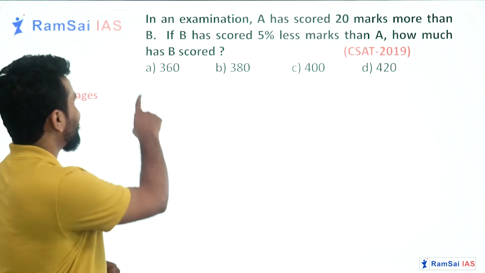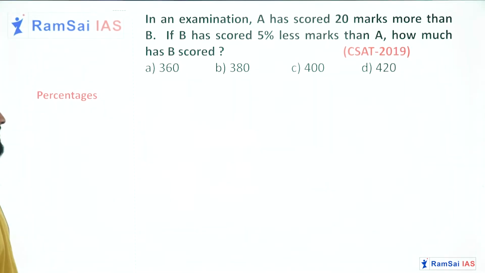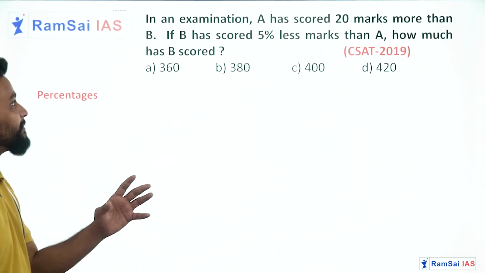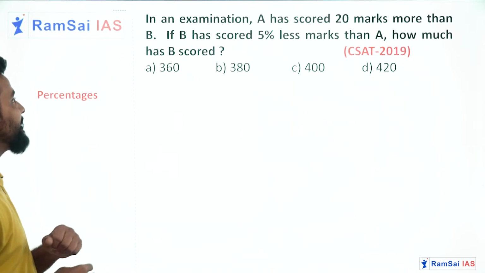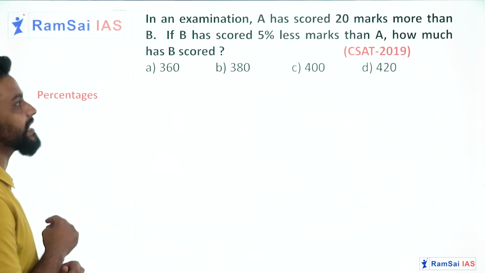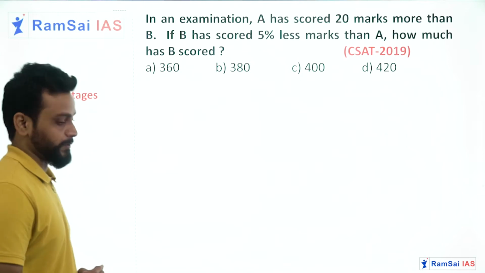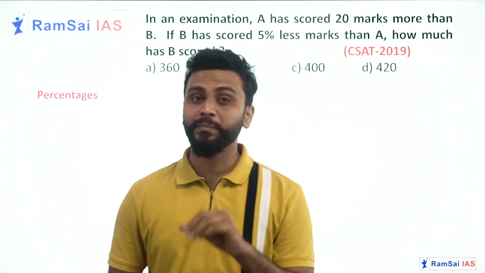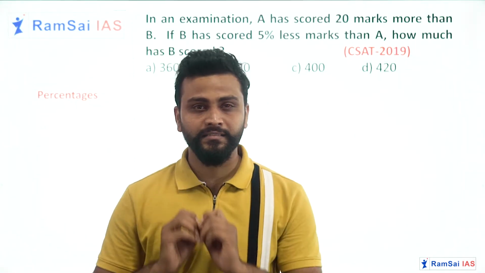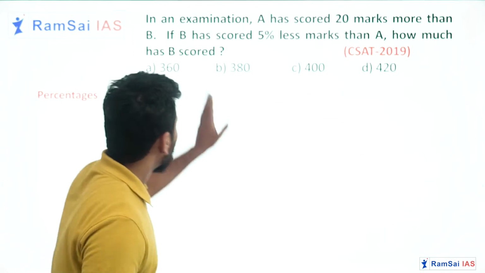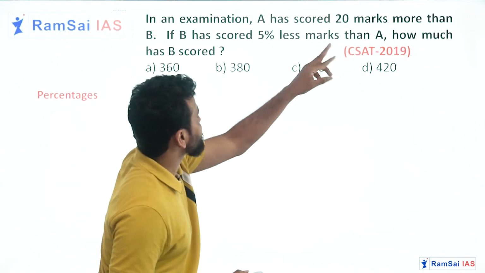video. In an examination, A has scored 20 marks more than B. If B has scored 5% less marks than A, how much has B scored? So many people make a small mistake in this question. What is that?